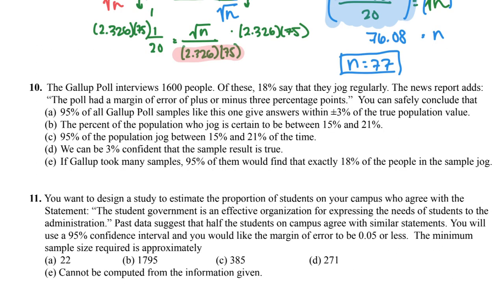All right, the next question is about the interpretation of a confidence interval. So it's basically asking what we can conclude if we know that the poll had a margin of error of plus or minus 3 percentage points. Well, the correct interpretation would be A. So 95% of all Gallup poll samples like this one will give answers within plus or minus 3% of the true population value. That's just a correct interpretation of a confidence interval.